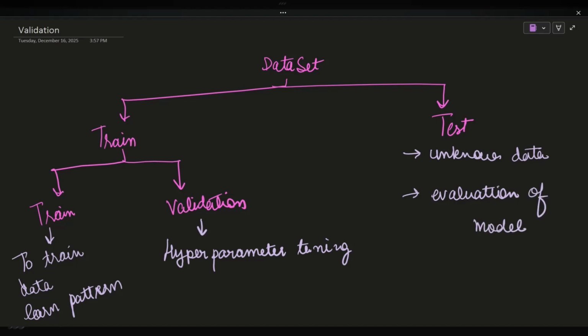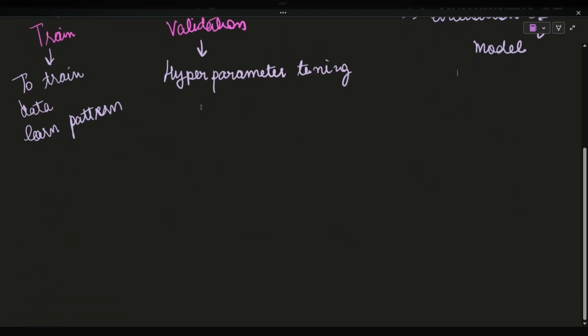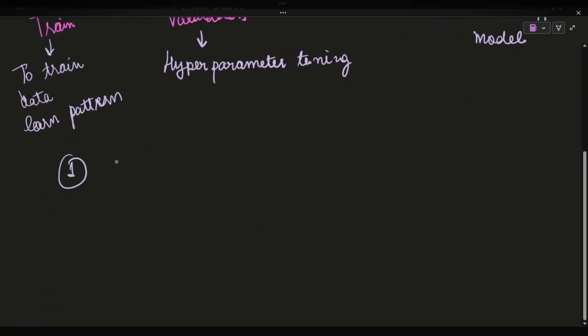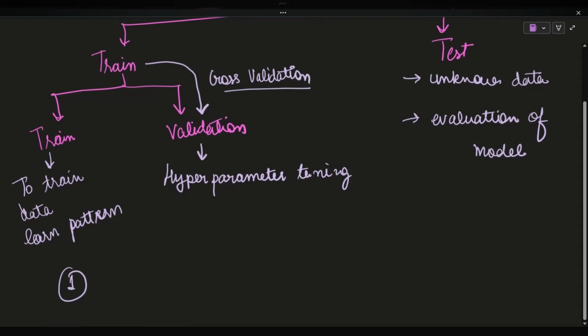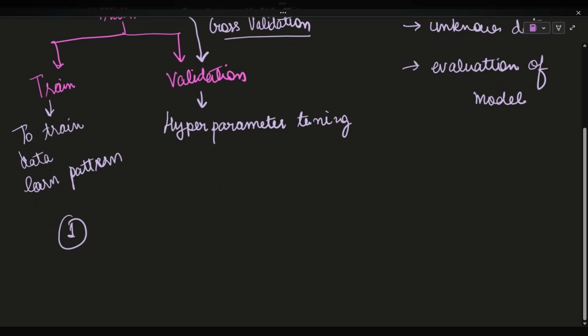Got it? So now, the first cross validation technique that I'm going to do is, sorry, this is validation. I told you we will do hyperparameter tuning, but to divide the train into validation, we use the technique which is called cross validation. Now we will understand how cross validation happens, what are the different types of cross validation.